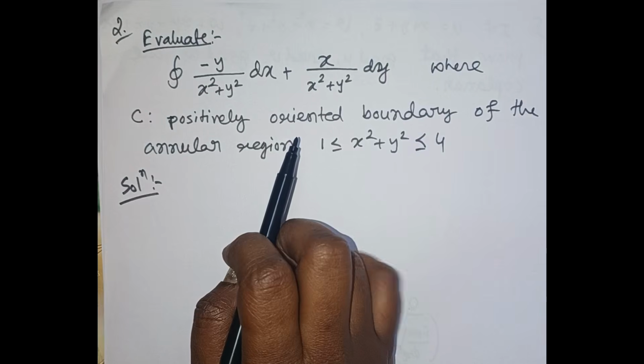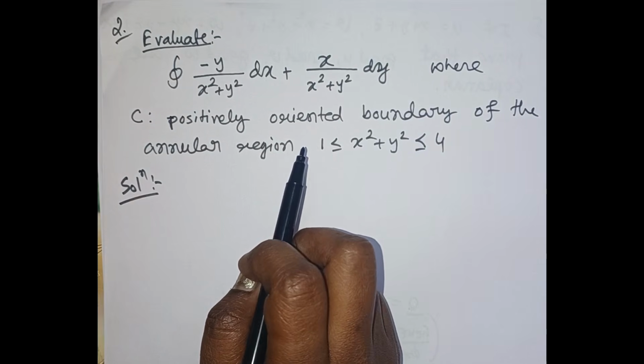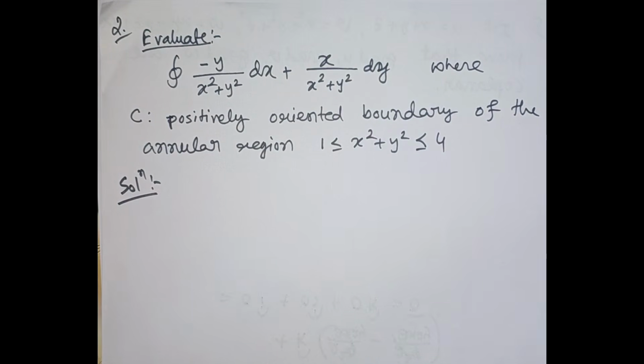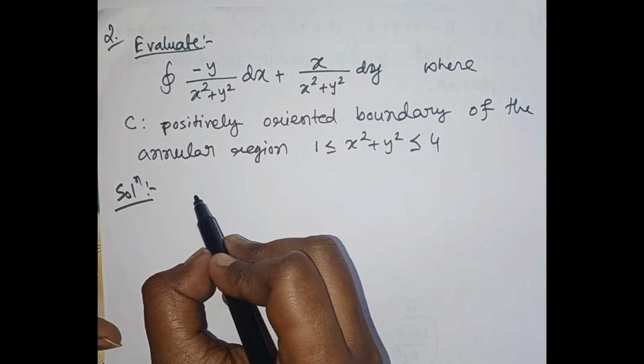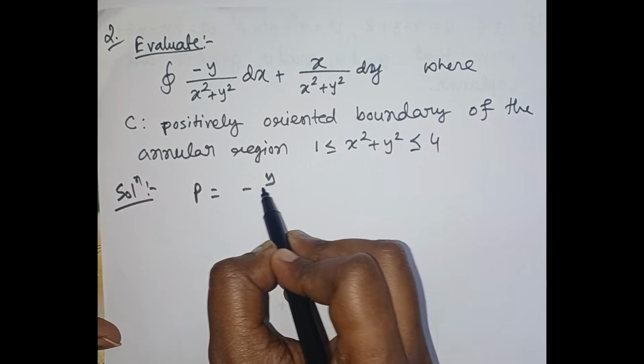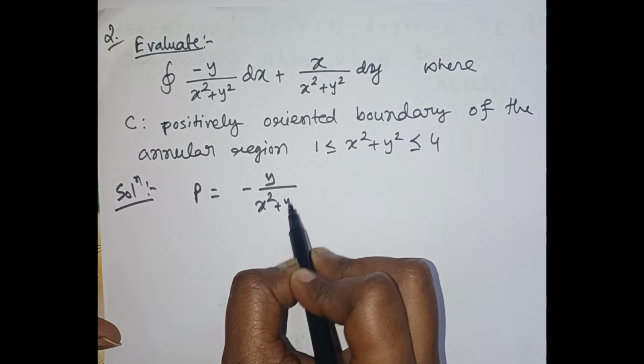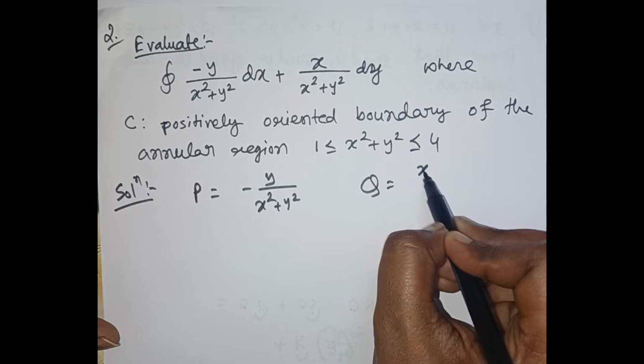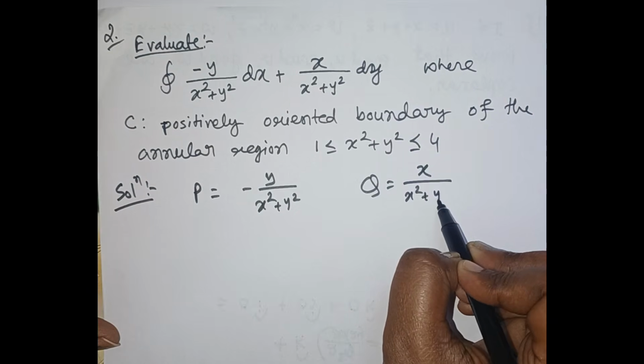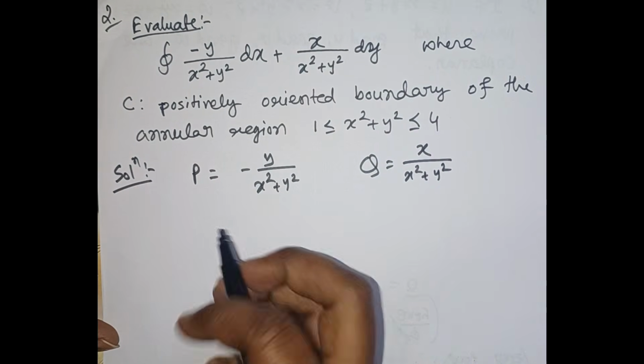And if you check, P equals minus y by x square plus y square and Q equals x by x square plus y square. So we will be using Green's theorem. Then we will be transferring the line integration to the double integration.